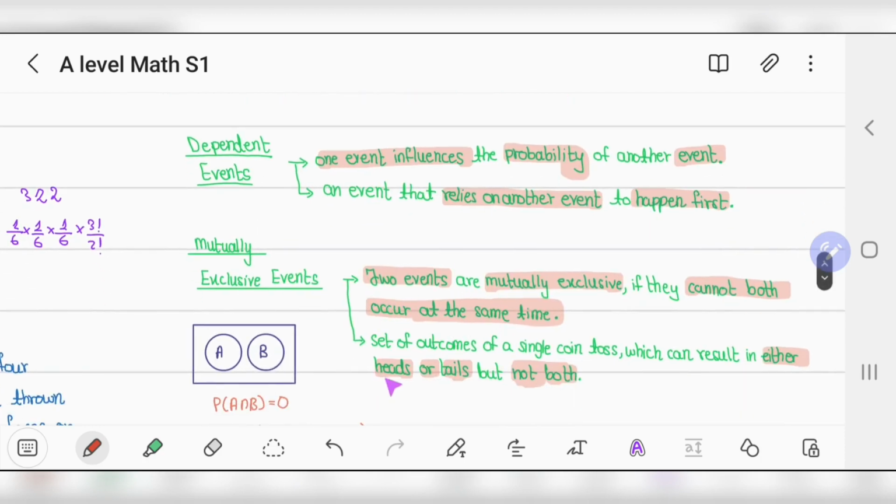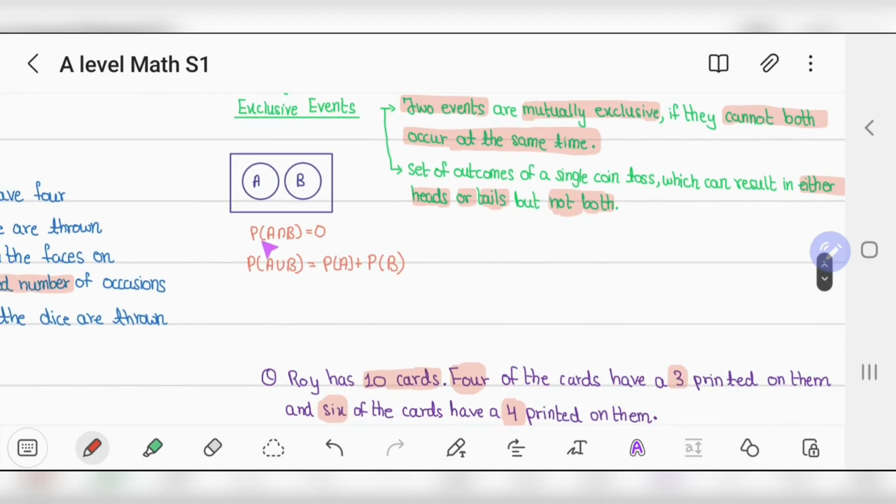Two events are mutually exclusive if they cannot both occur at the same time. For example, the outcome of a single coin toss can result in either heads or tails but not both. Okay, this is the formula.